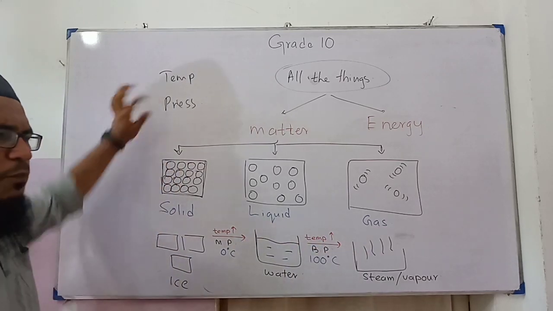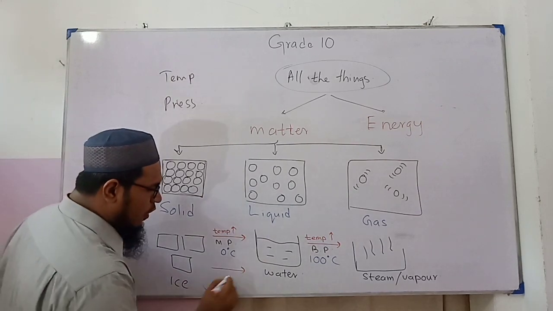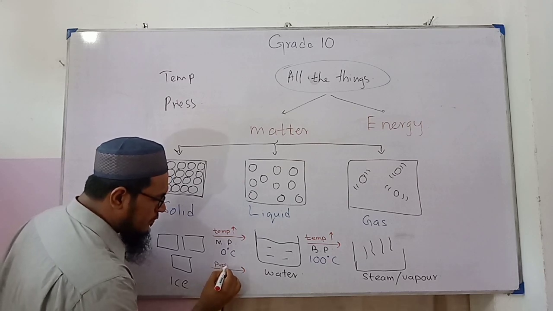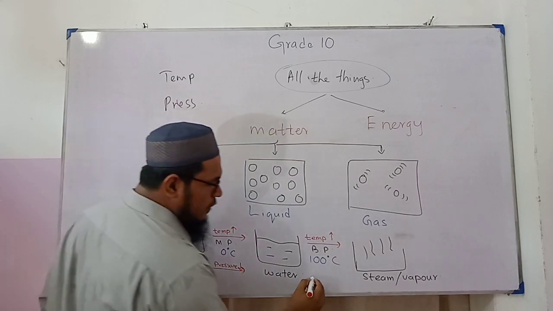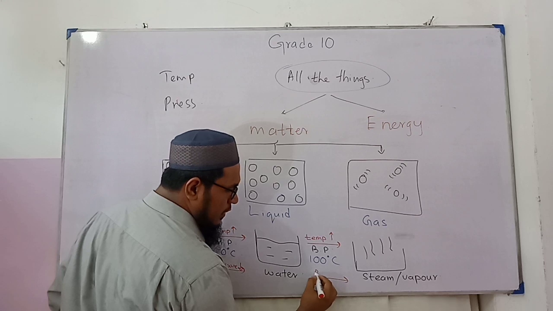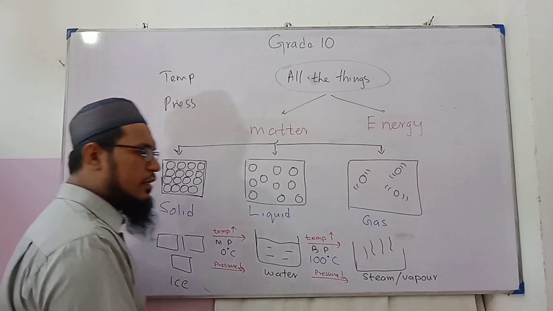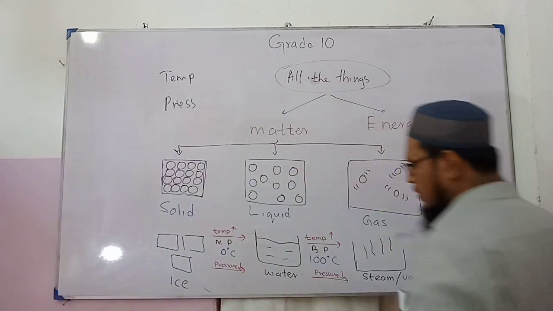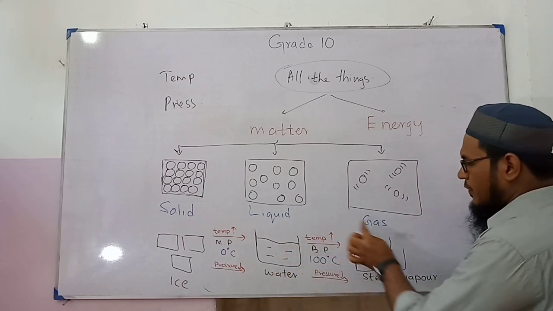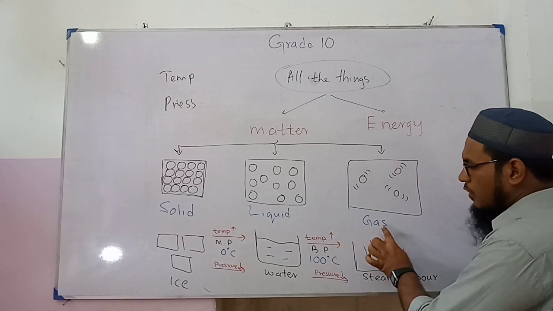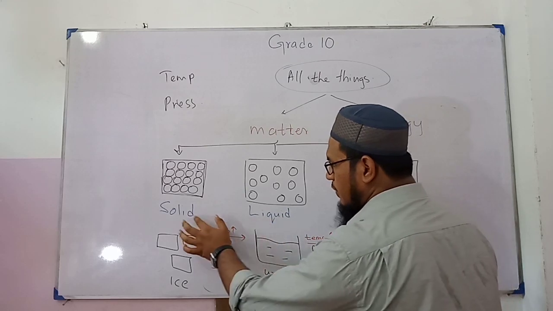Then what about pressure? Pressure is totally the opposite of that. If you want to convert ice into water, you have to reduce the pressure. If you want to convert water into steam, you have to reduce the pressure. Temperature should be increased or pressure should be reduced. You should take it the other way for the reverse. If you want to convert a gas into liquid, you have to reduce the temperature of the gas, then it will become liquid. When you reduce the temperature of liquid, it will become solid.